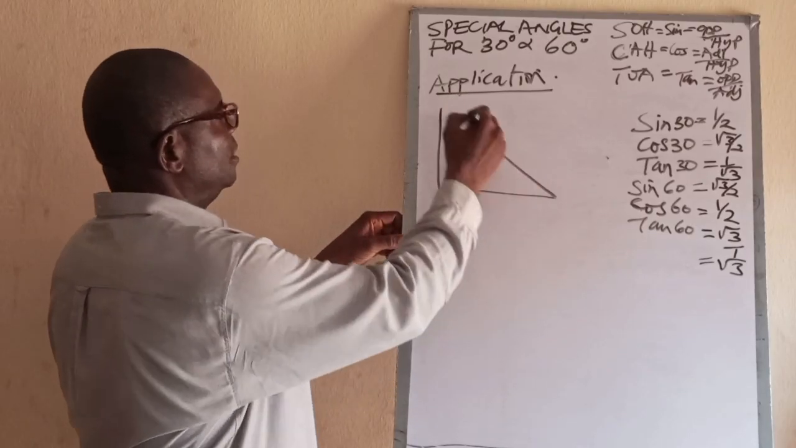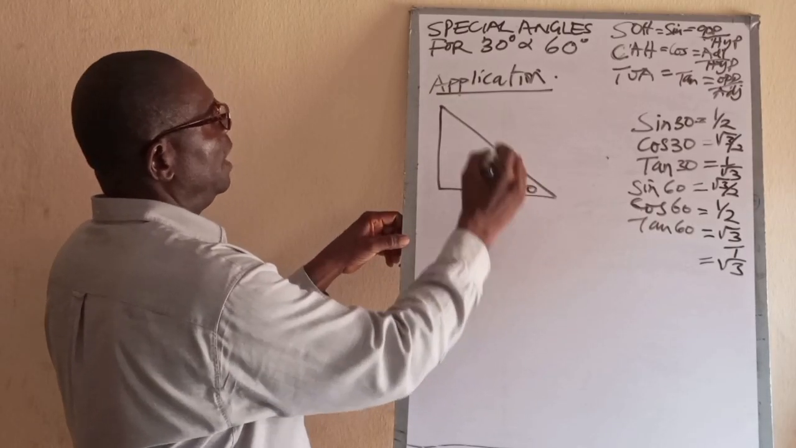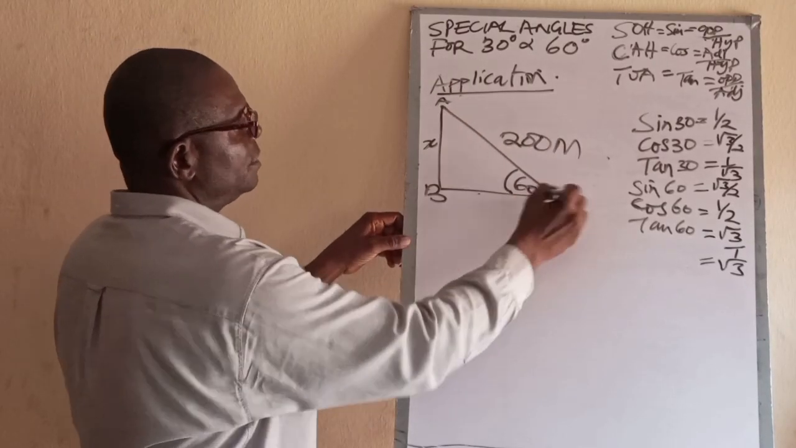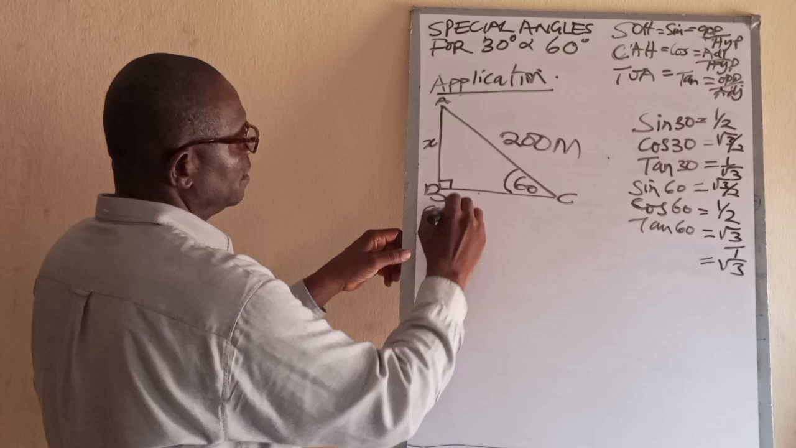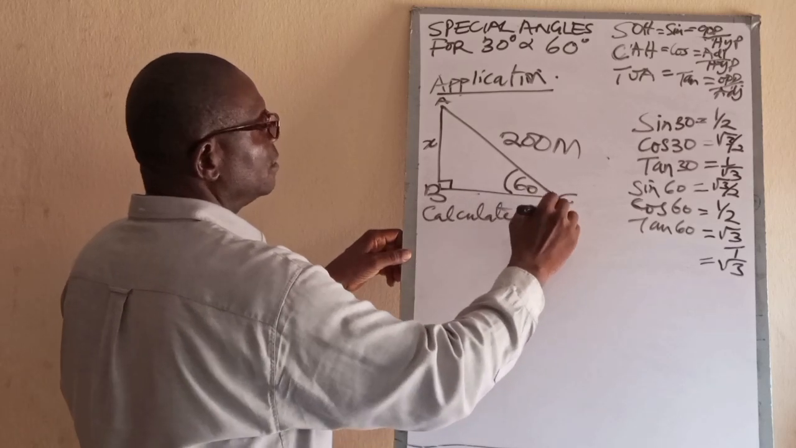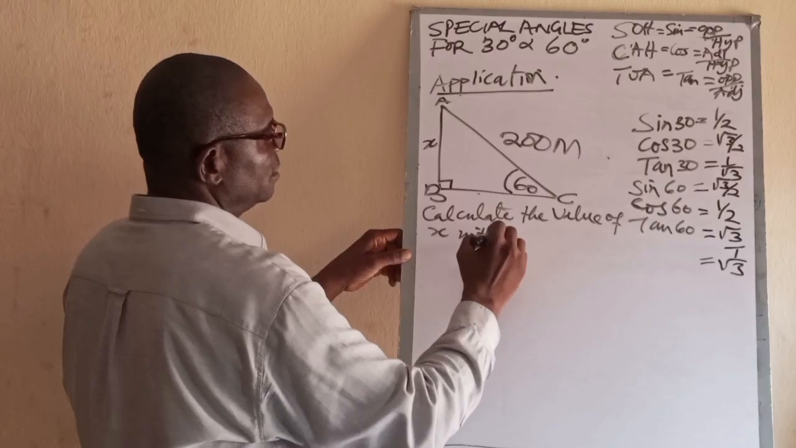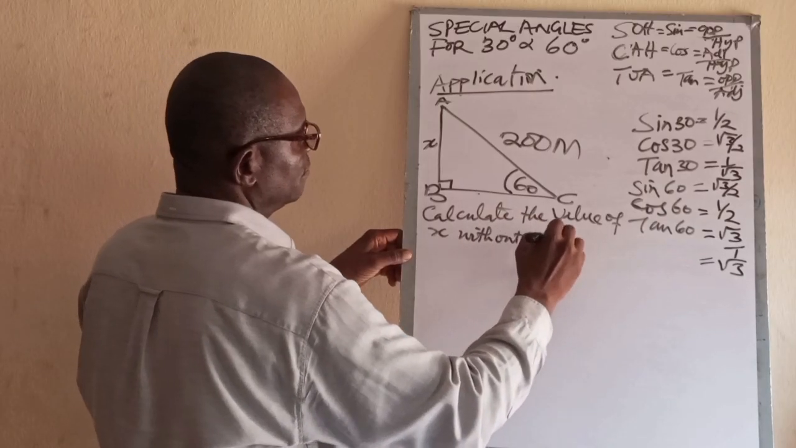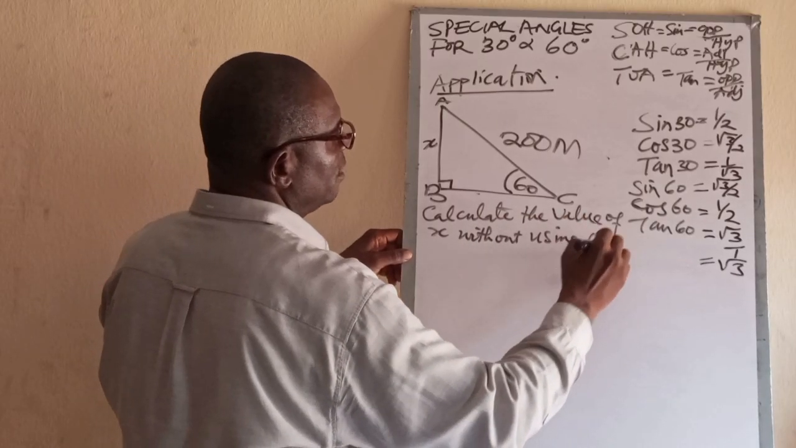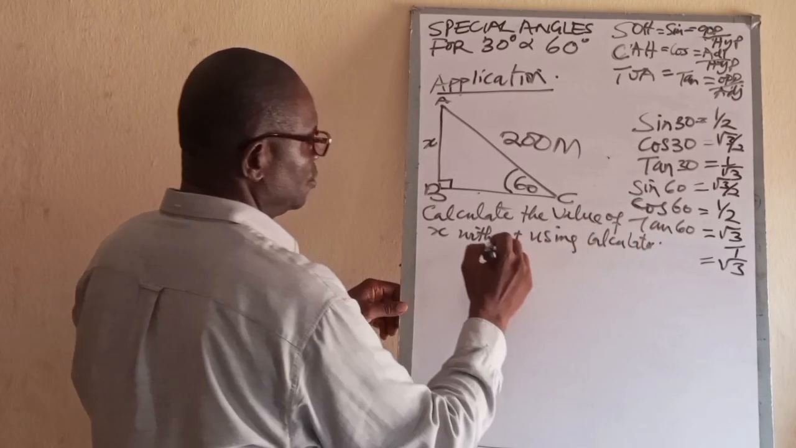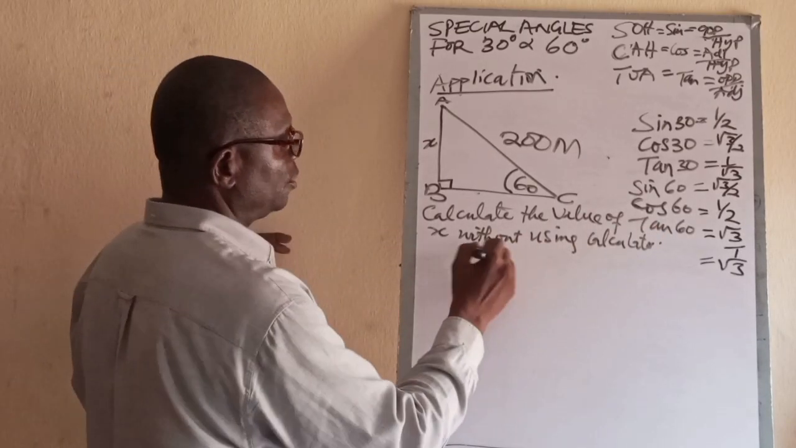This is angle, for instance. We have, let's say this is 60 degrees, and this is 200 meters here, and this is x. So let's say this is A, this is B, this is C. So we calculate the value of x without using calculator. So we see the solution.